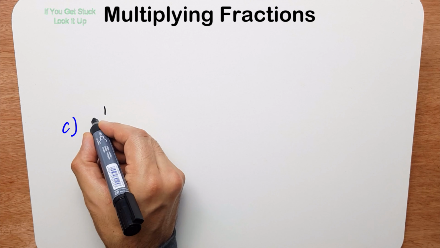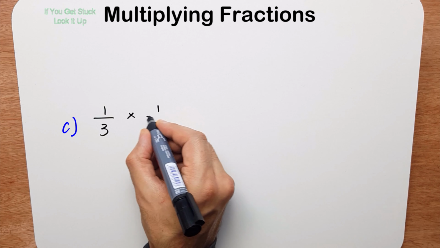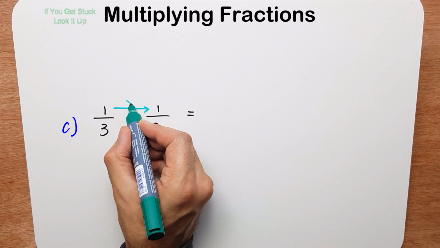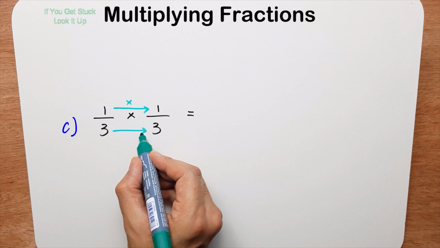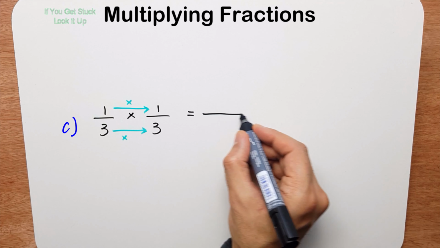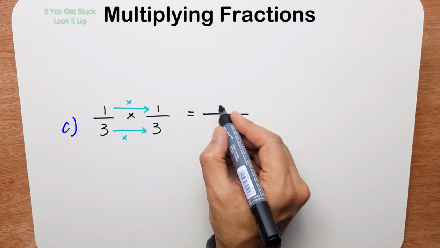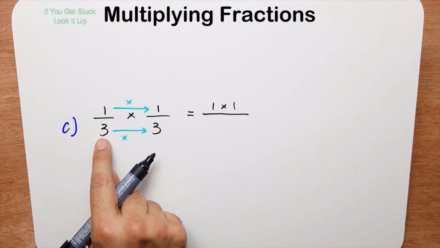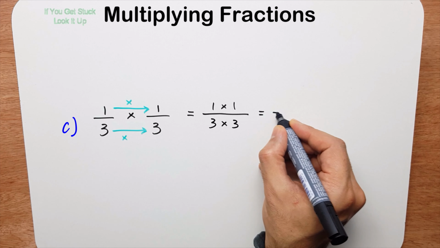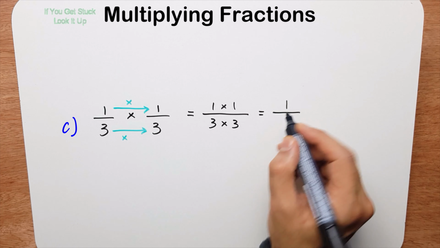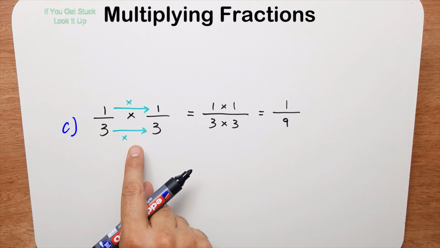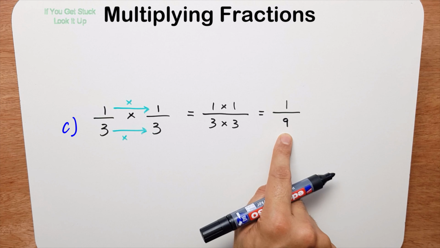Now the third question is 1/3 times 1/3. Again, you multiply straight across, so it's 1 times 1, and 3 times 3. Put the fraction line down. 1 times 1, 3 times 3. 1 times 1 is 1, 3 times 3 is 9. So 1/3 times 1/3 is 1/9.